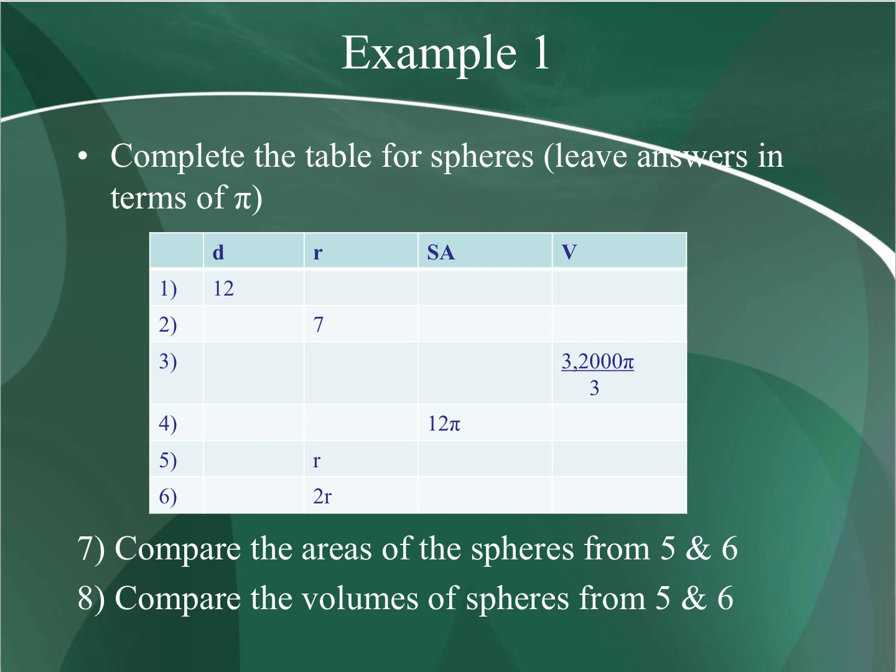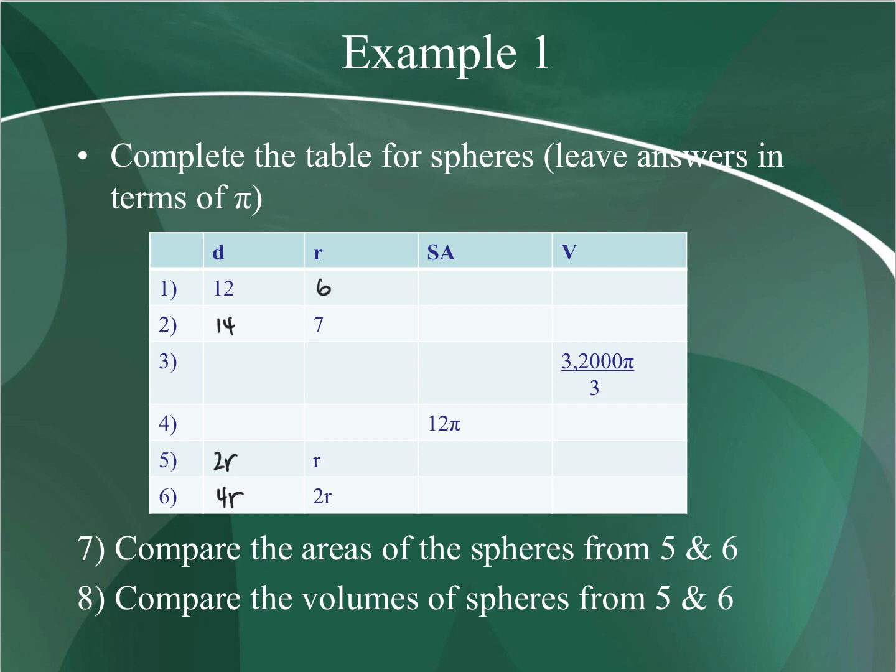So now it wants you to complete a table, leaving the answer in terms of pi. And so it's basically asking you to plug in what's given and find the unknown. So, if the diameter is 12, the radius is always 6. I'm just going to work this way. If the radius is 7, for number 2, I know the diameter is 14. If the radius is r, I know the diameter is 2r. And if the radius is 2r, I know the diameter is 4r because it's double. So I'm working it like that just to get those numbers.